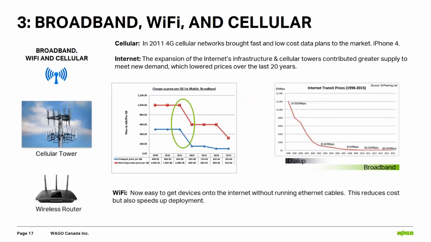And I'm sure everybody has one of these in their house: a wireless router and Wi-Fi. Now it's easy to get devices onto the internet without having to run Ethernet cables to everything. Obviously, you don't run an Ethernet cable to your phone to connect to the internet. Basically, this reduced cost. From an industrial standpoint, you don't have to run Ethernet cables and switches around your facility. If you have Wi-Fi, it can reduce your cost, and it also speeds up your deployment because you don't have to plug these things in.